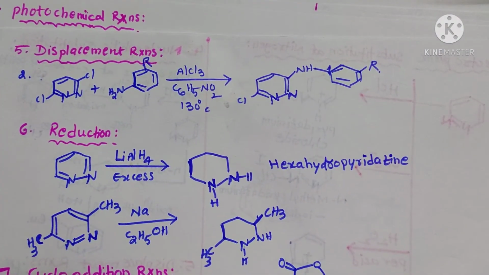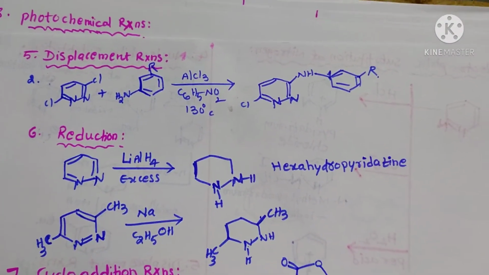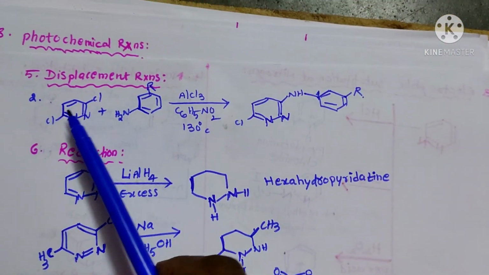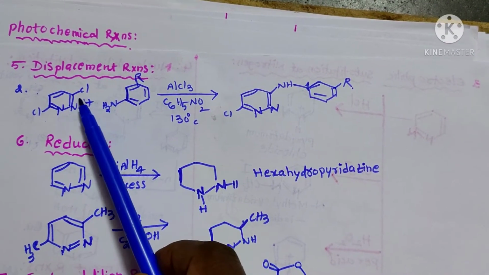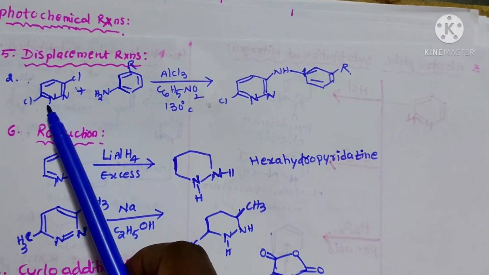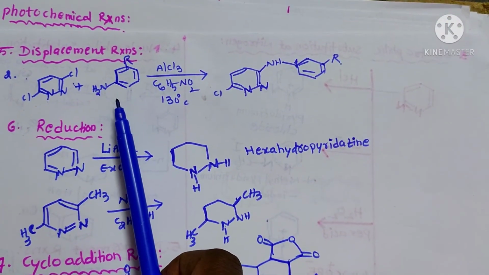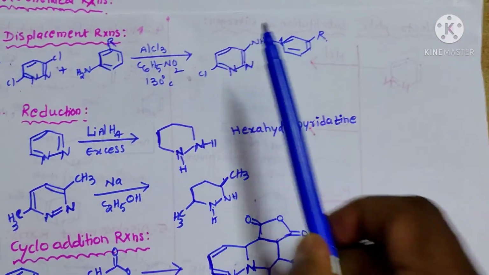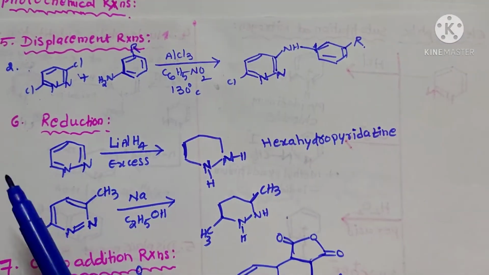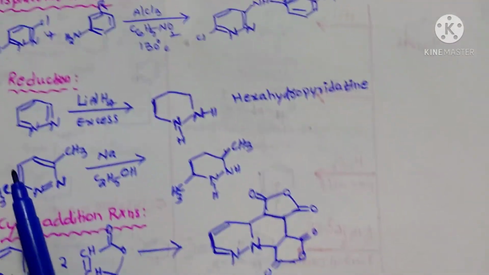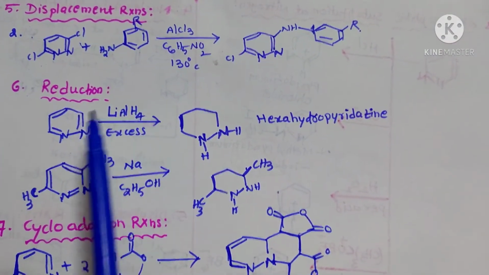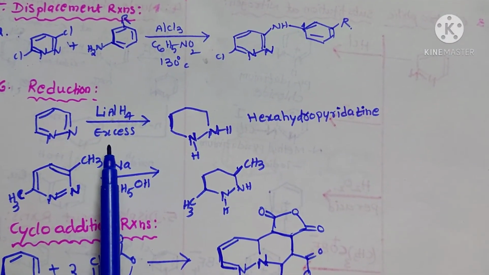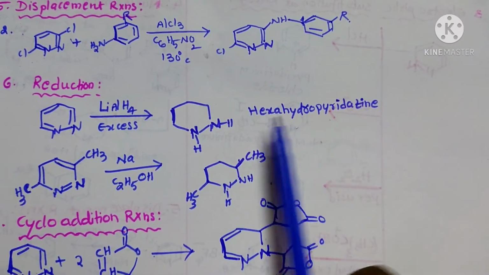Here we can see one more reaction for the displacement reactions. Look here, 3,6 dichloropyridazine treated with the aniline derivative, and here the chlorine is substituted with this aniline derivative. Next we go for some reduction reactions. When pyridazine is reduced with excess of lithium aluminum hydride, we get the hexahydropyridazine.